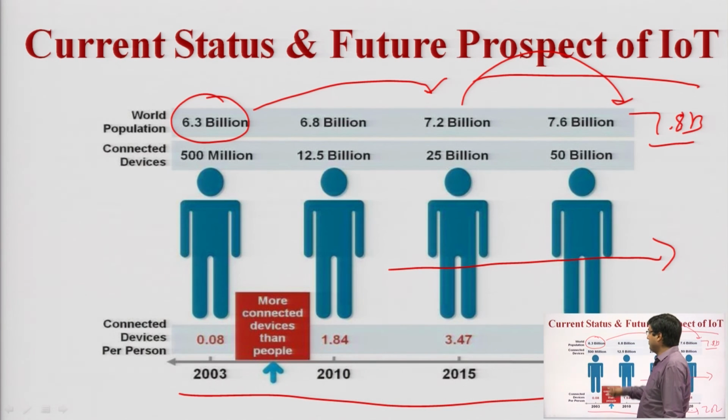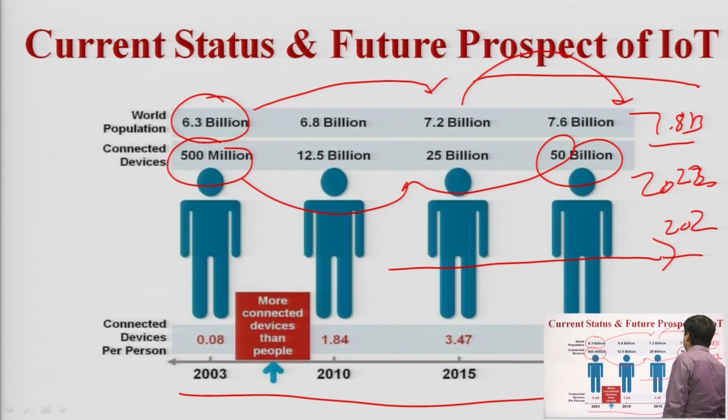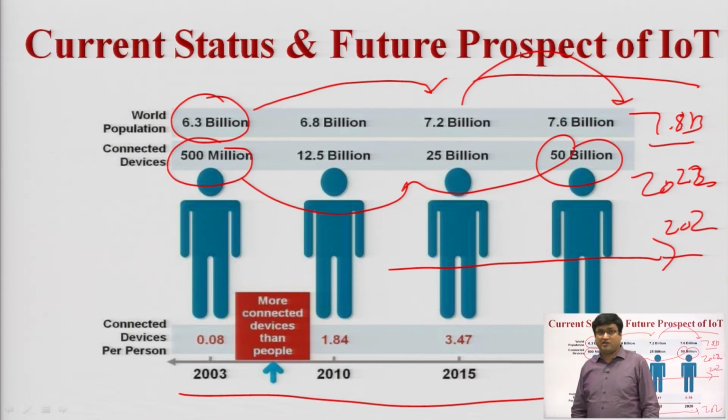In IoT, the number of devices is increasing as compared to persons. The number of devices increased from 500 million to 12.5 billion to 25 billion to 50 billion. It is expected that by 2022 to 2025, 70 to 80 billion devices will be connected. So, we need to deal with a large amount of data, this is the concern.